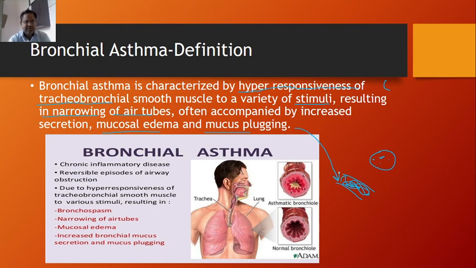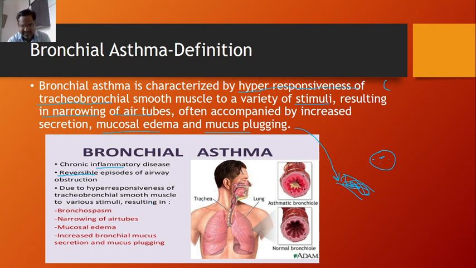So understand what we mean by hyperresponsiveness or bronchial asthma. In Marathi it is called dama. This is a general disorder of your respiratory system, and there is hyperresponsiveness to the external stimuli. It is an inflammatory disorder, an inflammatory disease, and there is a reversible episode. Reversible means after some time it may return to the normal state. It causes bronchospasm, narrowing of the air tube, mucosal edema and mucosal plugging.